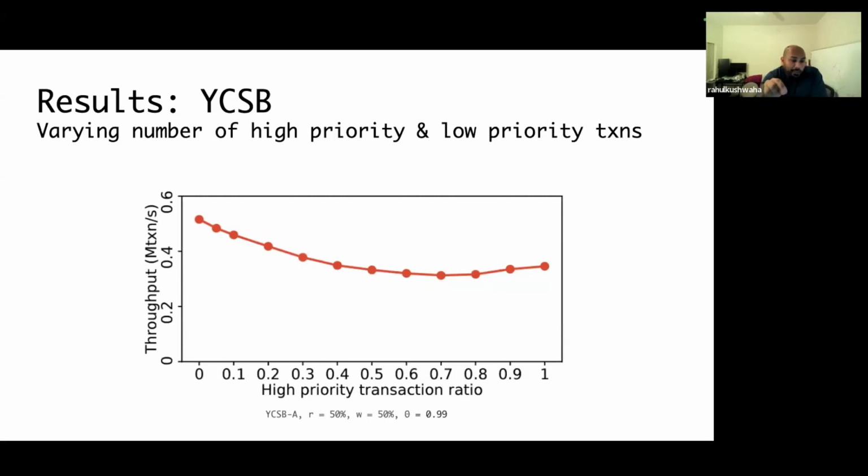On a similar vein, we can think that the rightmost part of this graph should be equal to Silo, because all priorities are high. But when all priorities are high, that means the code has to go through reservation, which decreases the throughput. Otherwise, it will be the same as Silo as well.